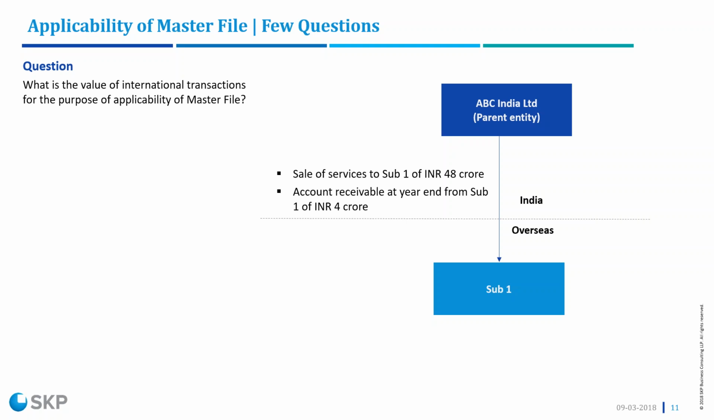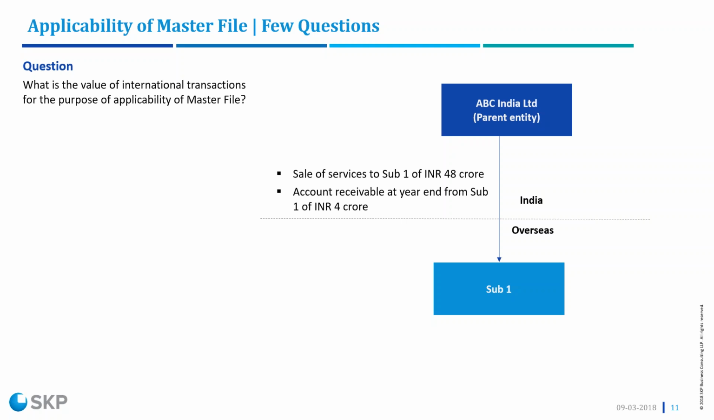Strictly speaking, if you look at the definition of applicability of master file, it just talks about the value of international transaction, which covers all the transactions put together. And if it exceeds 50 crores, one needs to prepare a master file, both Part A and Part B. So going by a very strict and literal interpretation, even in a scenario where the intercompany transactions are less than 50 crores, but when you add up accounts receivables or loans it exceeds 50 crores, the master file would have to be prepared for both Part A and Part B.